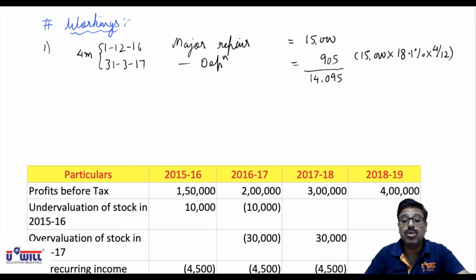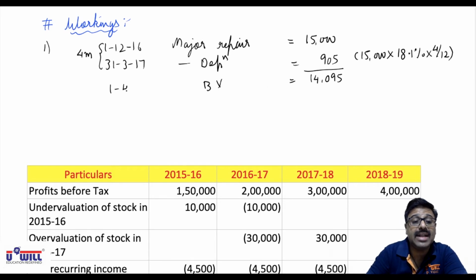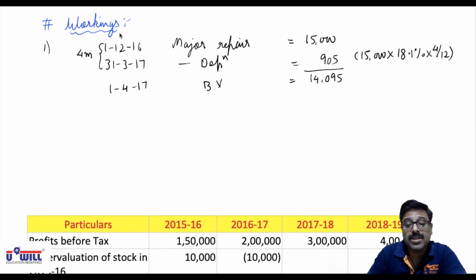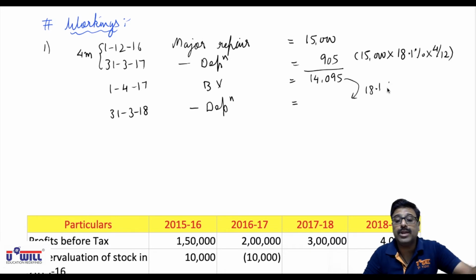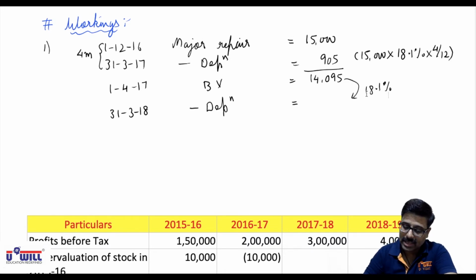So this will be the book value on which date, or WDV on which date? 1/4/17. Now we have to provide depreciation for that year as well as subsequent years by reducing balance method. So 31/3/18, what will be the depreciation by reducing balance method? Now we will count 14,095's 18.1%. Now we'll count for full year.